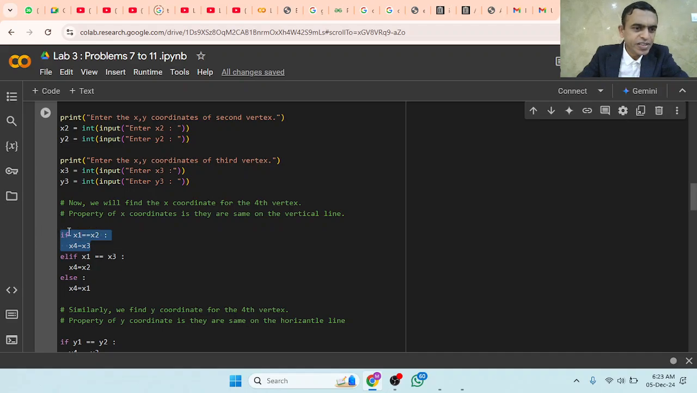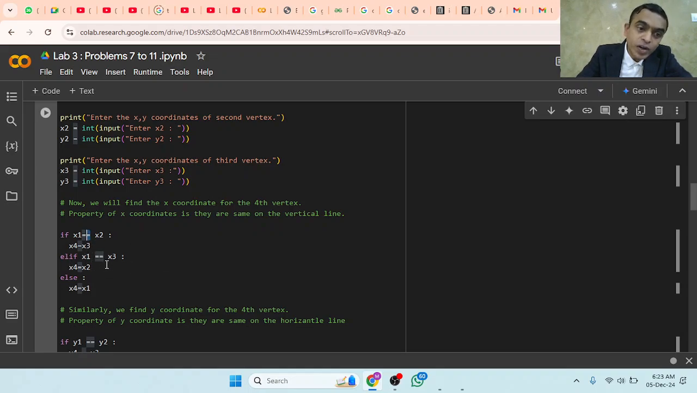Again, look at this if statement, condition, colon, indentation, right? Same indentation you have to keep in the entire block, otherwise there will be a syntax error. So if x1 is equal to x2, now look at this, this is a comparison operator, equal to, okay? I want your attention here, this point. This is the comparison operator, equal to.